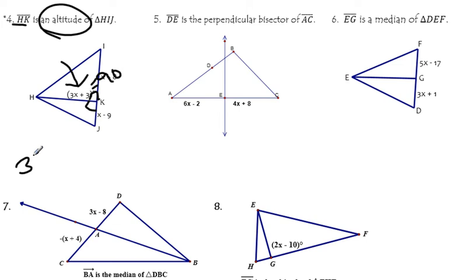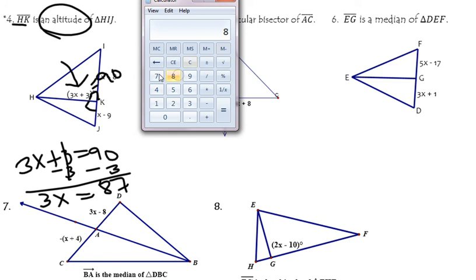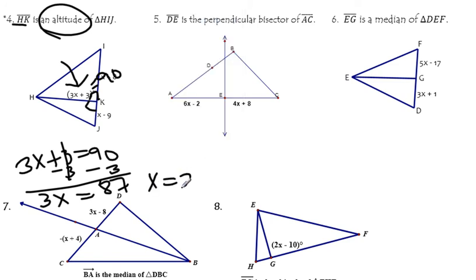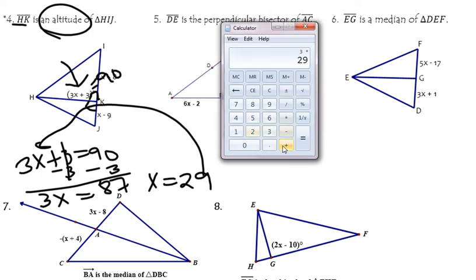So 3x plus 3 equals 90 degrees. I'm going to subtract 3 from both sides of my equation. So I get 3x equals 87. 87 divided by 3 is 29. So x equals 29. I'm just going to plug my x back in to make sure I did it right. So that means that 3 times my x, which is 29, plus 3 should equal 90. And it does.